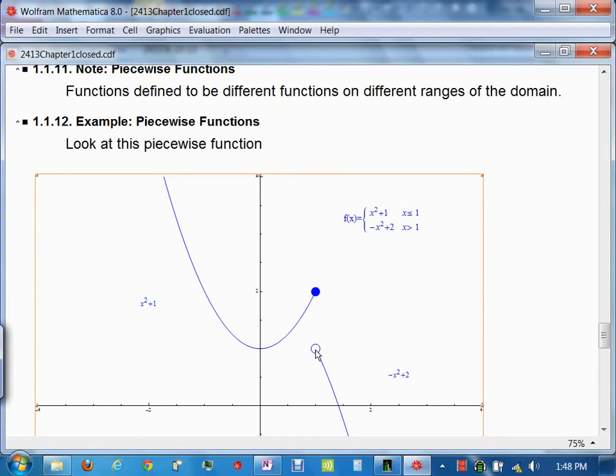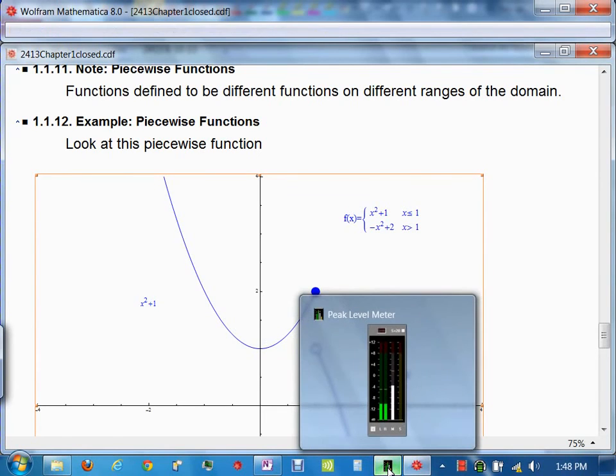What if I had a solid dot here and here? It would fail the vertical line test, wouldn't it? And it would no longer be a function. How many of you have seen piecewise functions before? Okay.